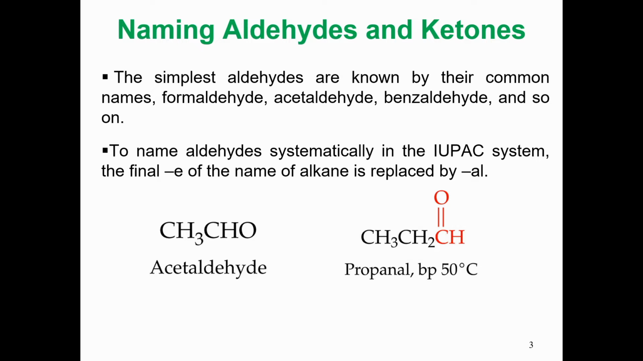Naming them systematically, the IUPAC system is employed. In this IUPAC system, the E from alkane is replaced with Al, making it alkanal. From the example, you can see the common name is acetaldehyde, and the IUPAC name when carbon is 3 is propanal.